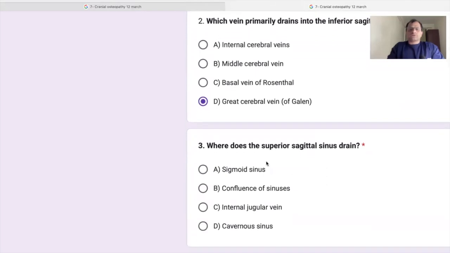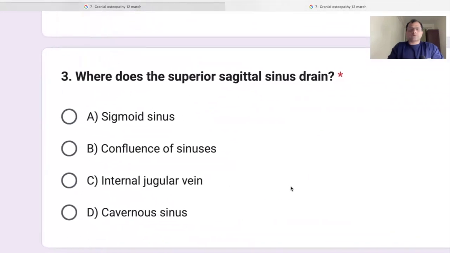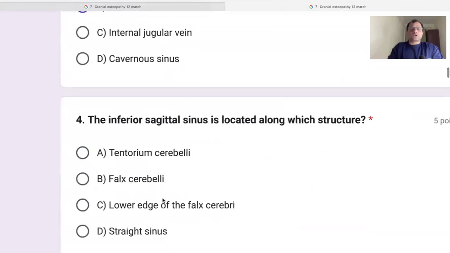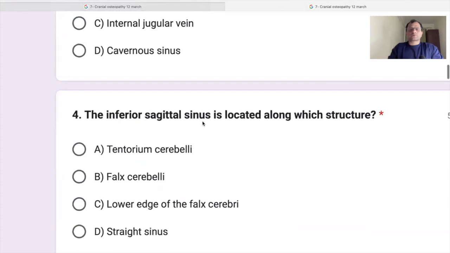Question number 3. Where does the superior sagittal sinus drain? What is the right answer? Confluence of sinuses. So the answer will be the confluence of the sinuses, the meeting point of the sinuses. Right. Inferior sagittal sinus is located along which structure? Lower edge of the falx cerebri. So inferior sagittal sinus is at the lower edge of the falx cerebri.